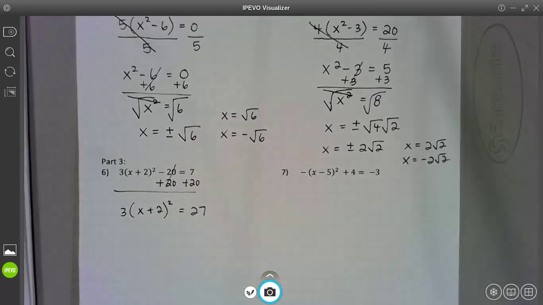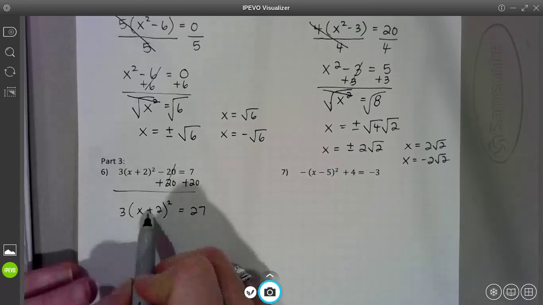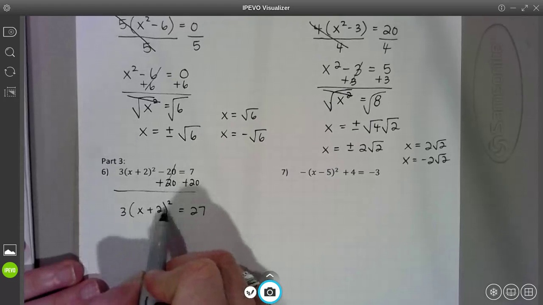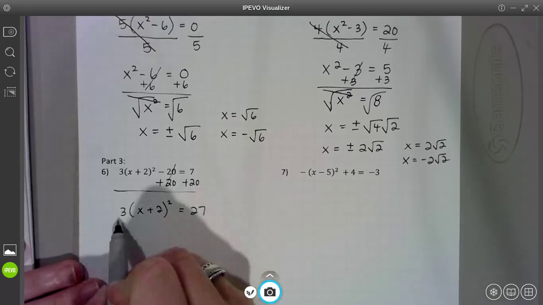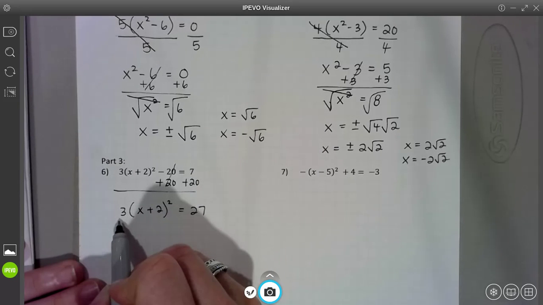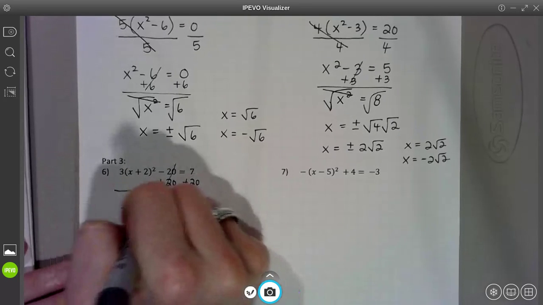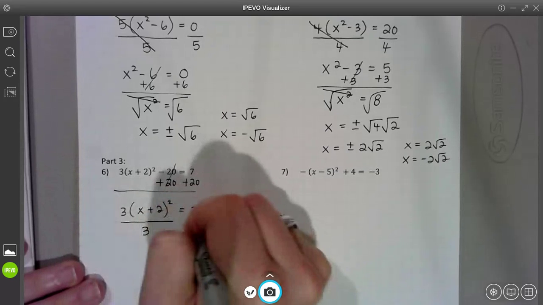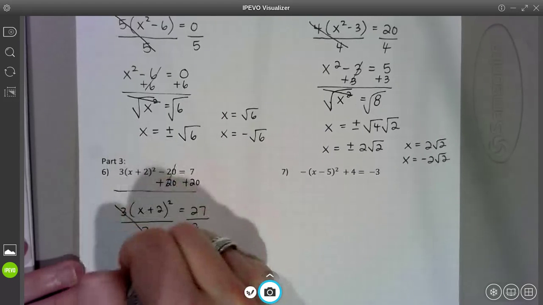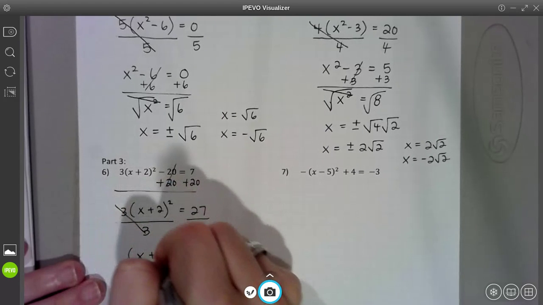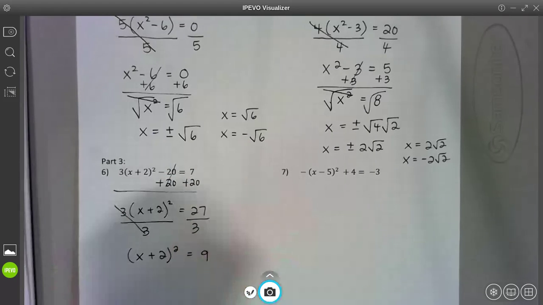Now, when you get to this step, you don't actually end up with the option to distribute the 3, because according to PEMDAS, we would square this before we multiplied by 3. So in this case, you don't even have the option to distribute. You have to divide, because you would never multiply before you square. So you have to divide the 3 away. And then it leaves you with x plus 2, the whole thing squared, equals 9.